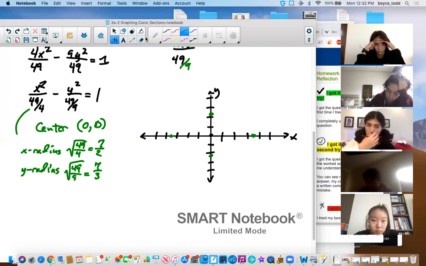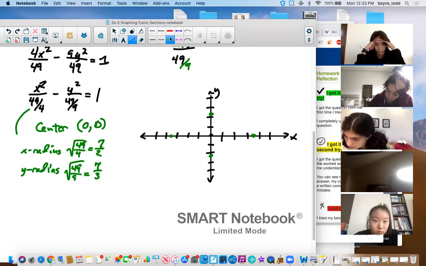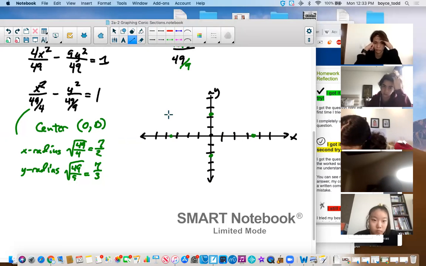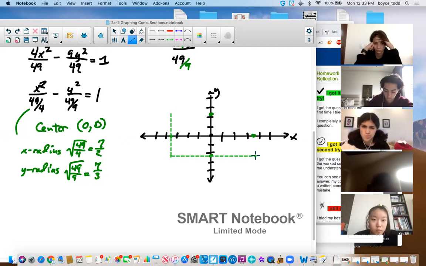Okay, so now here becomes the kind of art aspect of doing this. What you have to draw now is a box that goes through all of these dots. So I'm going to draw a line like this, draw a line like this. I'm making a rectangular box going through all these points.